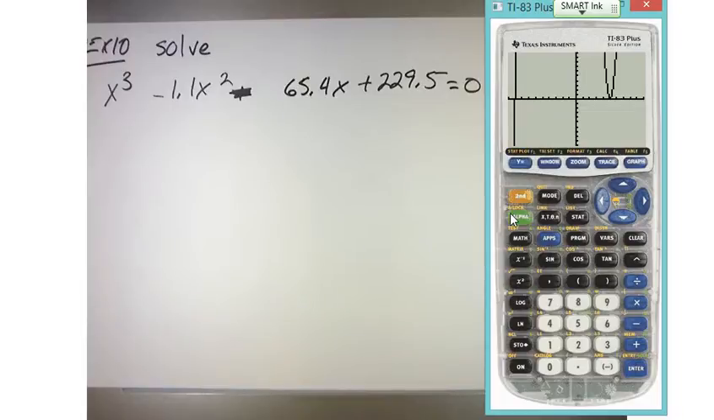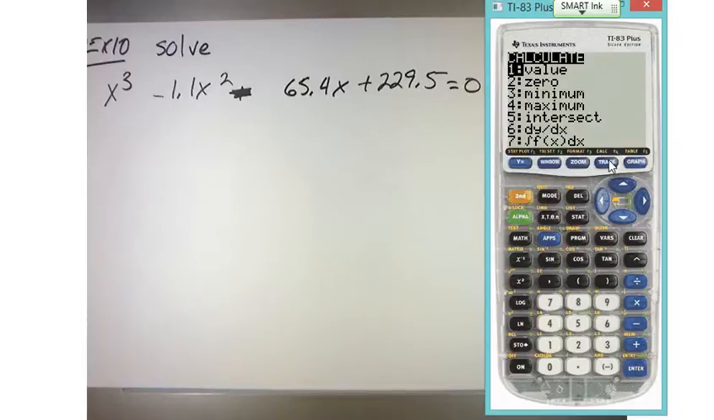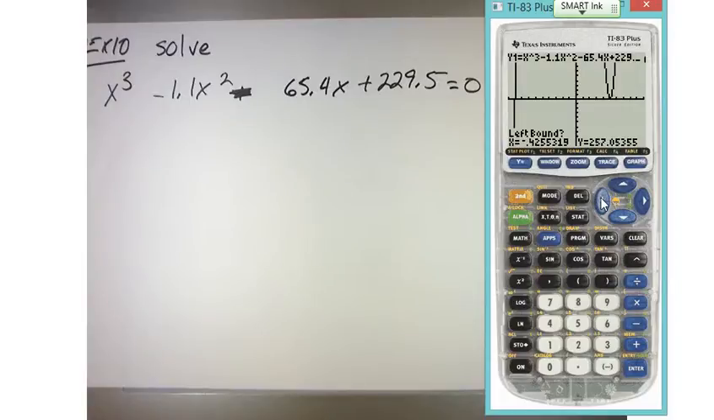So what I'm going to do is hit second trace, go to 0. That's what we're trying to find, the zeros. And it says left bound. So I don't know where we are on the graph, but it looks pretty far over here. So I think it's about 9. So I'm going to keep going. We should see it start to come into the screen soon.